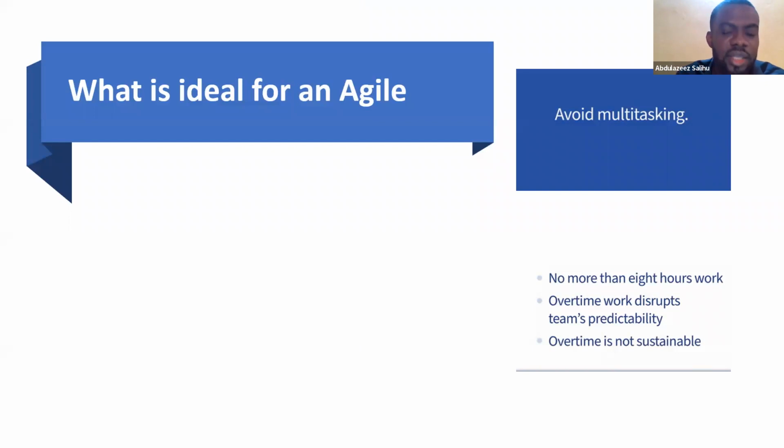What is the idea for an Agile team? Avoid multitasking. I know a lot of us say, oh, what's your skill? I can multitask. Well, multitasking is not ideal for an Agile team. Don't do more than 8 hours in a day. That's what I do. Overworking disrupts team predictability, and overtime is usually not sustainable. So please try to avoid this.